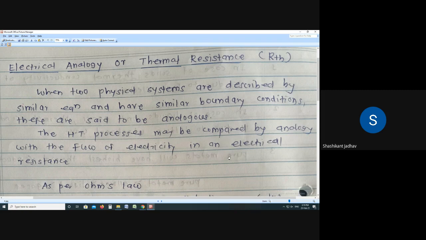So write down the next line: the heat transfer processes may be compared by analogy with the flow of electricity in an electrical resistance.